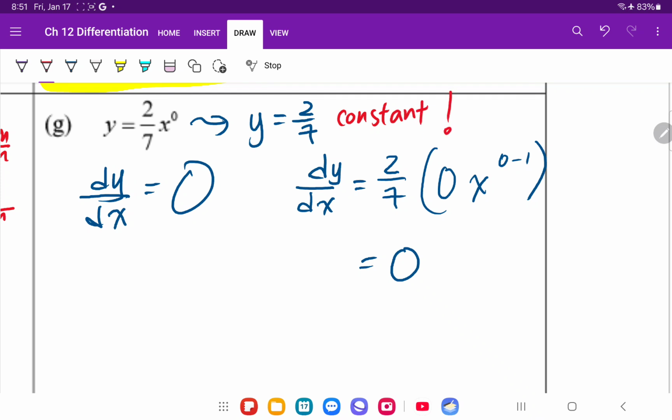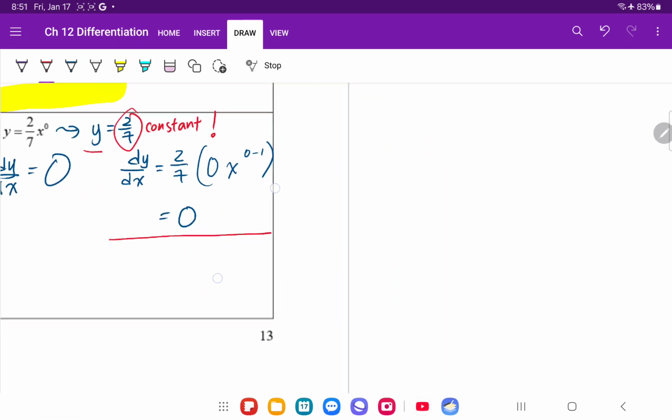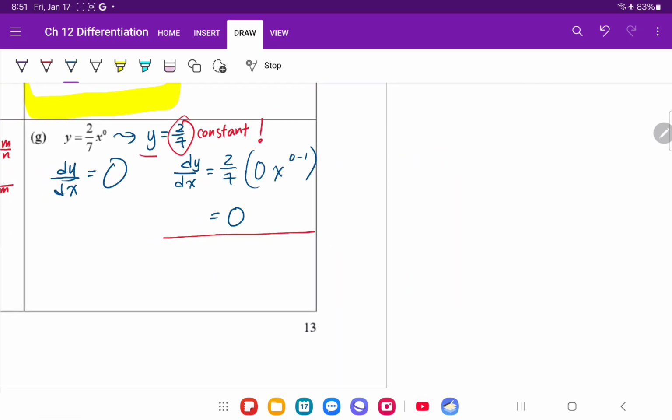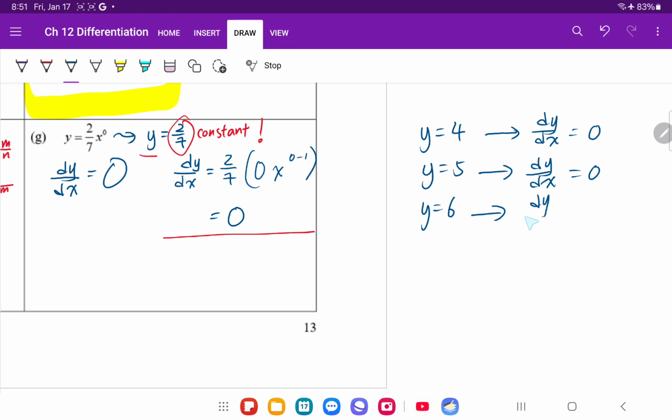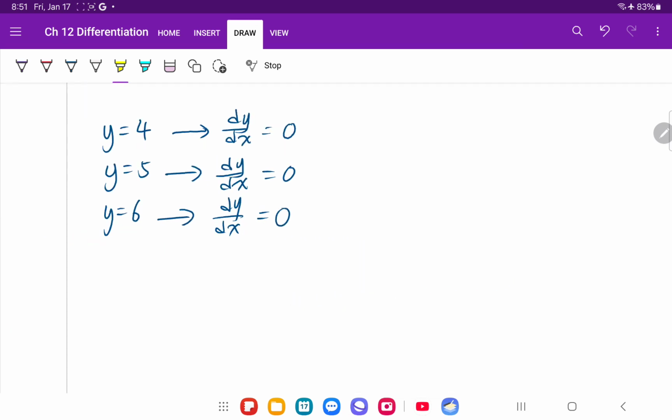Does that mean that every time I have y equals to a constant, the dy/dx must be 0? In fact, it is true. So for instance, y equals to 4, constant, right? This constant, no more x already. The dy/dx is 0. When y equals to 5, the dy/dx is also 0. When y equals to 6, the dy/dx is also 0. For those who are not convinced, let's just use one as an example, this one.